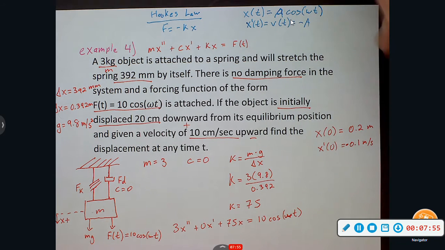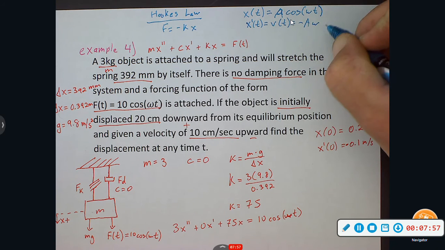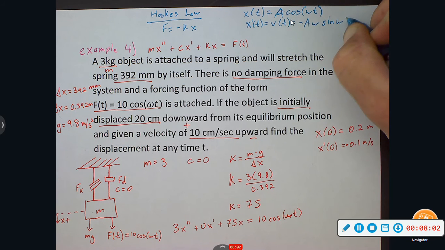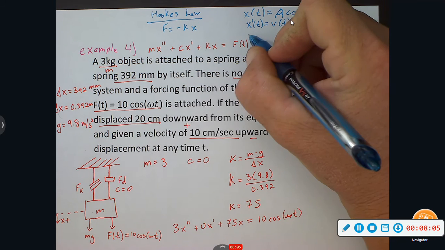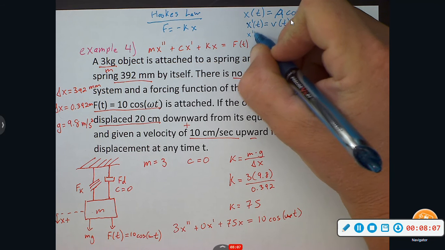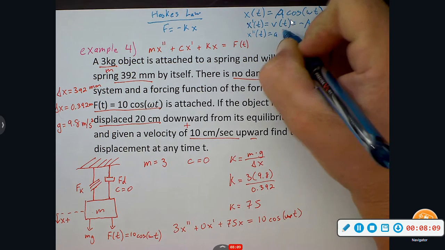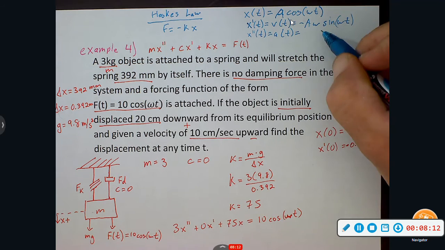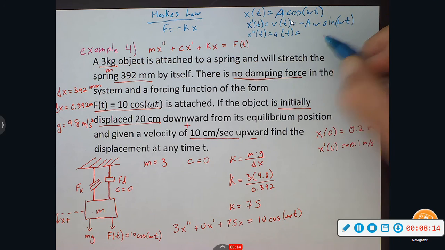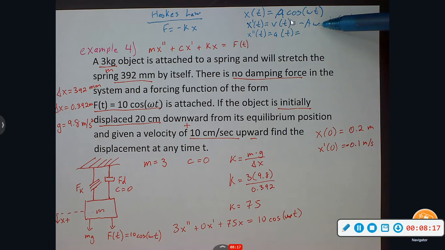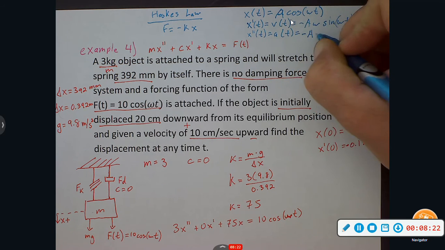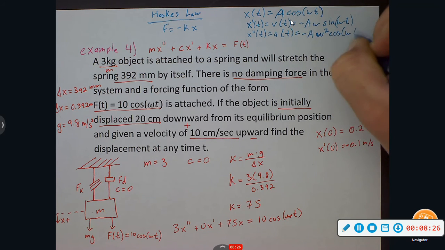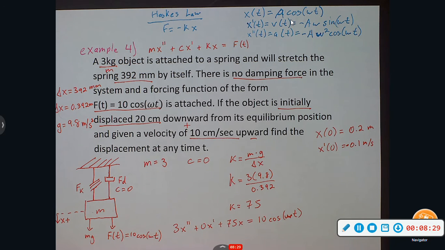Negative a, and then by the chain rule, the w would come out, and then sine wt. All right, what would the second derivative be? The acceleration, which would be, all right, so we're going to have another w, so w squared. Sine's going to turn to cosine, so negative a w squared cosine wt. All right, so we have the acceleration.